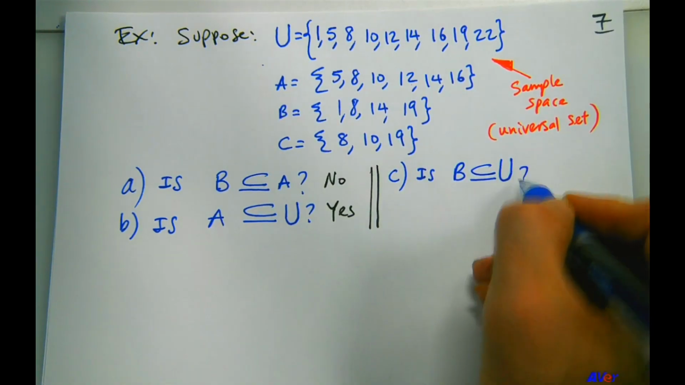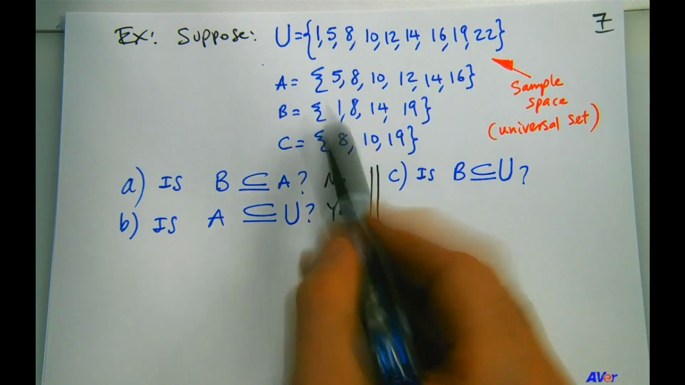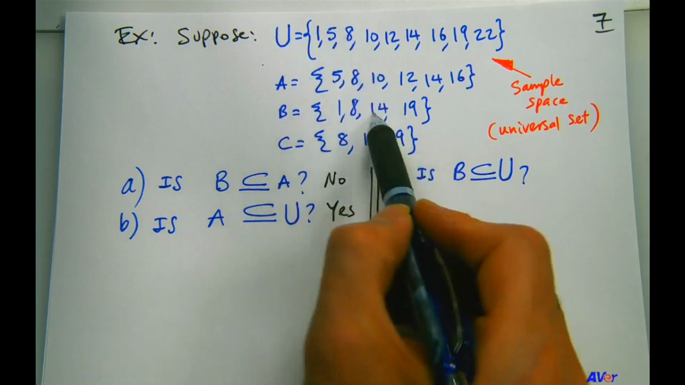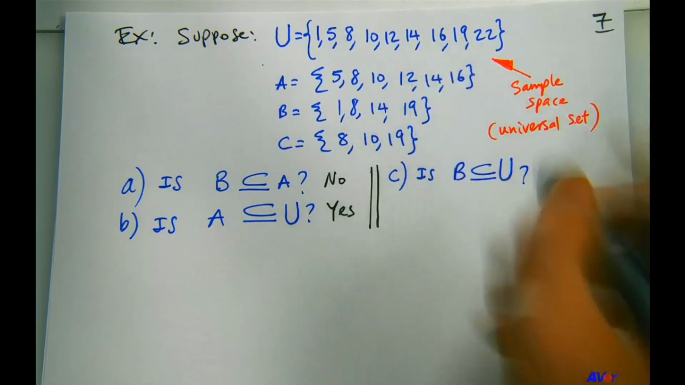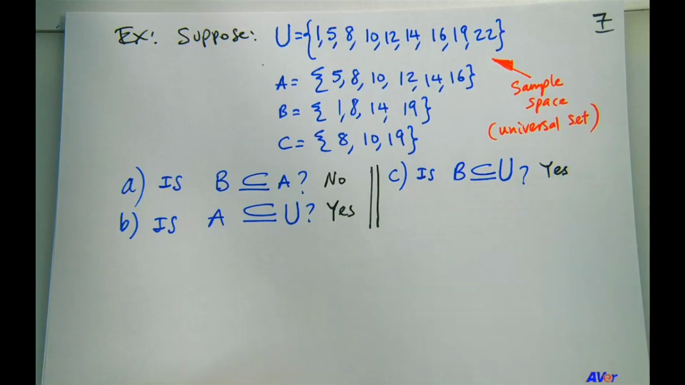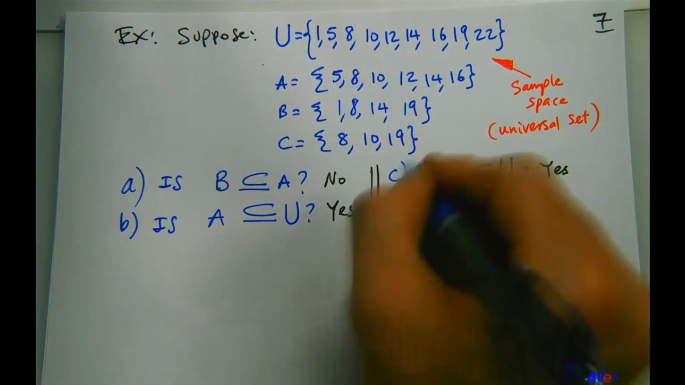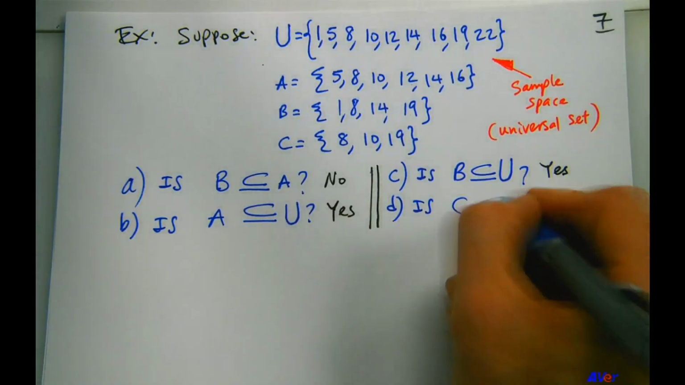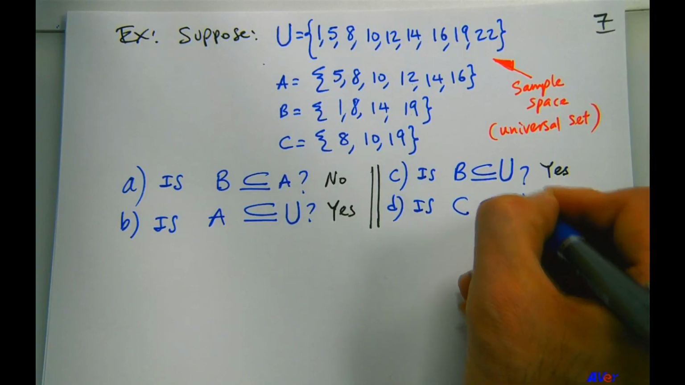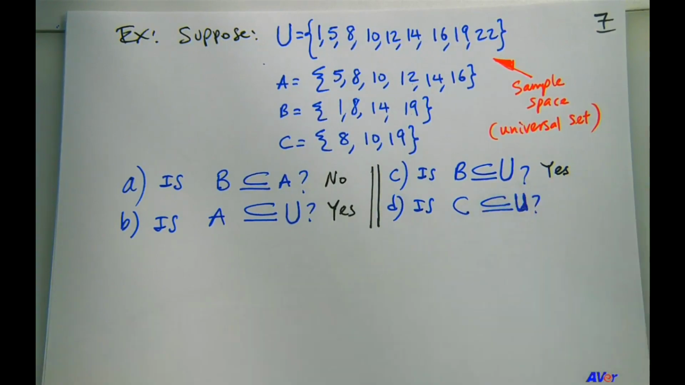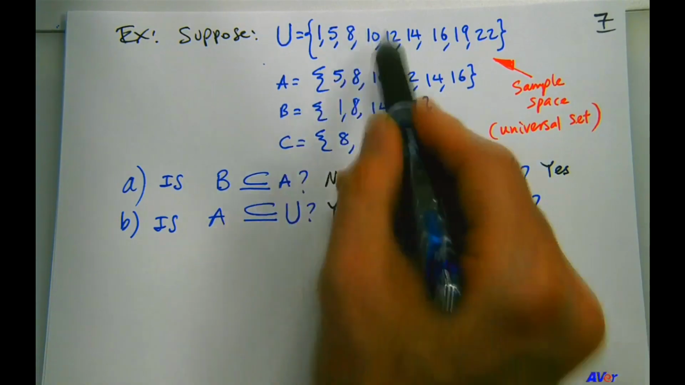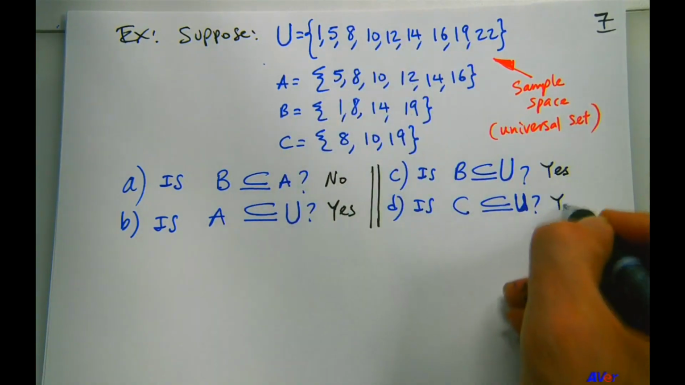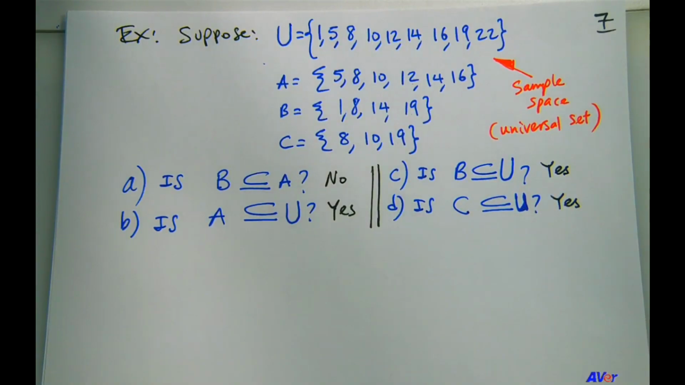What do you think? B: 1, 1, 8, 8, 14, 14, 19, 19. Yes. So it's definitely B is a subset of the universal set U. Then we can ask for part D, is C a subset of U? Again, yes, right? 8, 10, 19. So once again, yes.